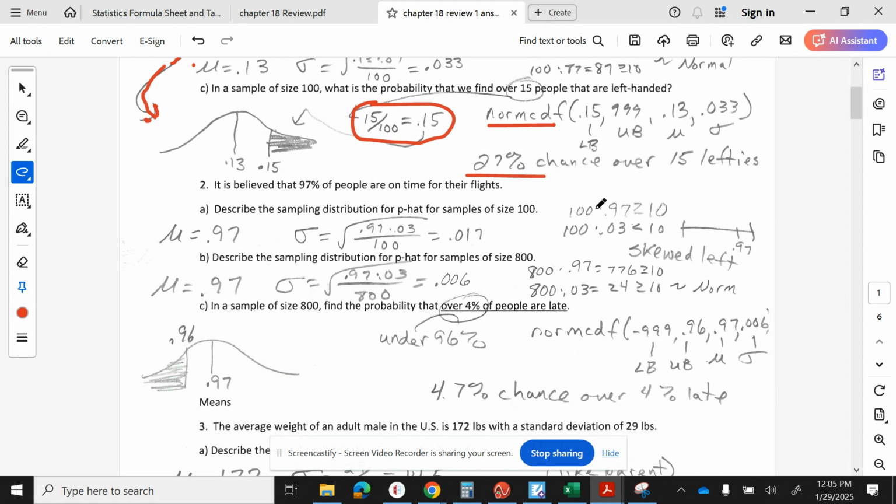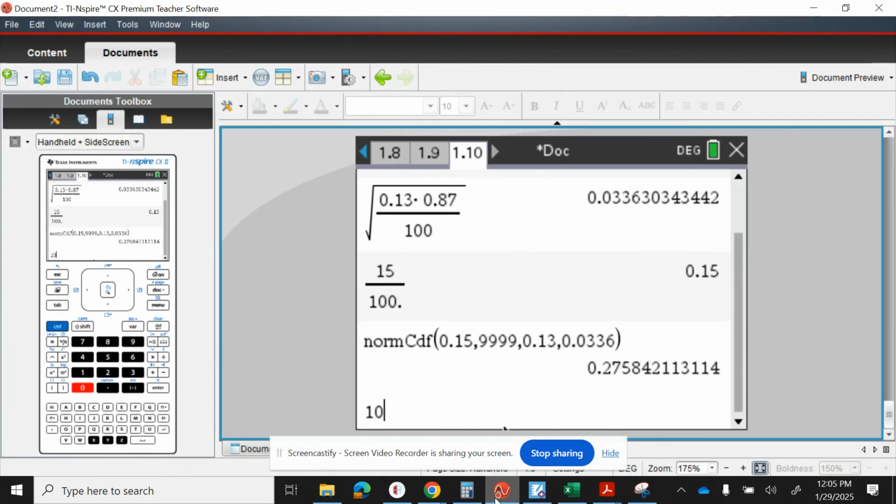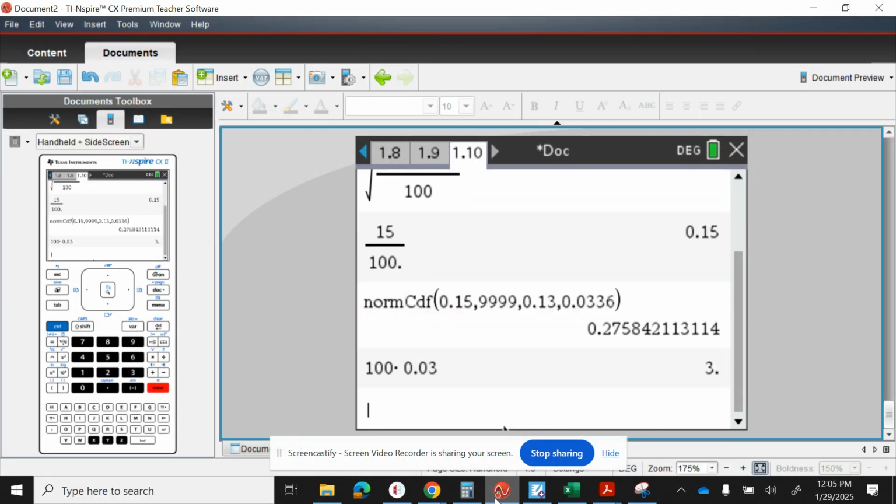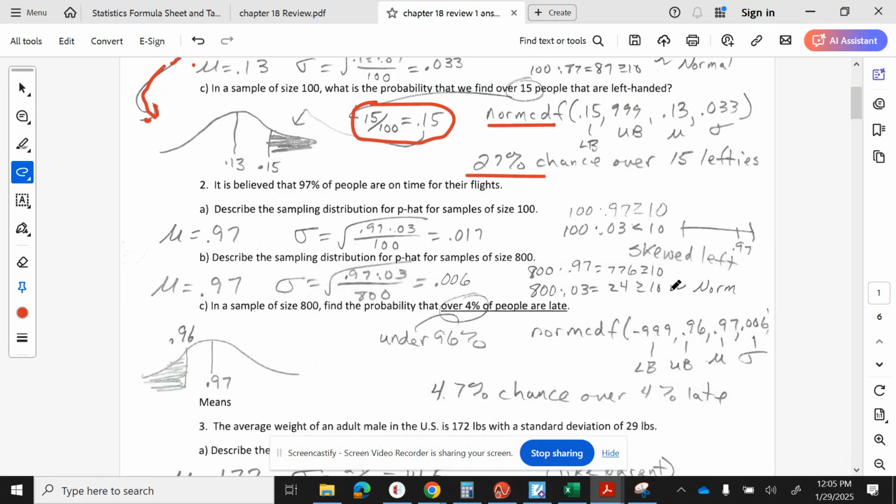Now, if you take 100 times 0.97, you get 97. That 97 is greater than 10. But 100 times 0.03 is only 3 expected failures, and that's less than 10. It has to be both. You have to check both. We check this one: we get enough successes, not enough failures.